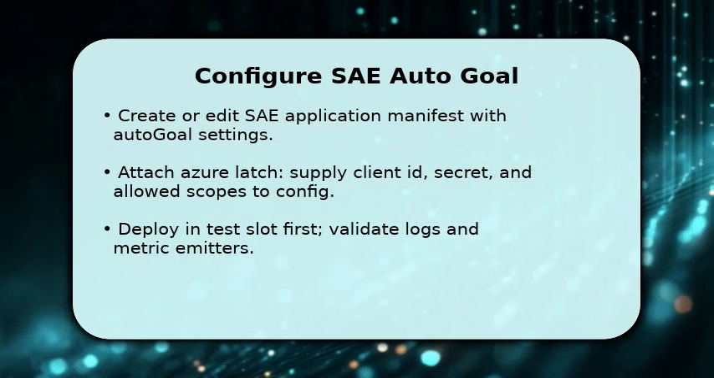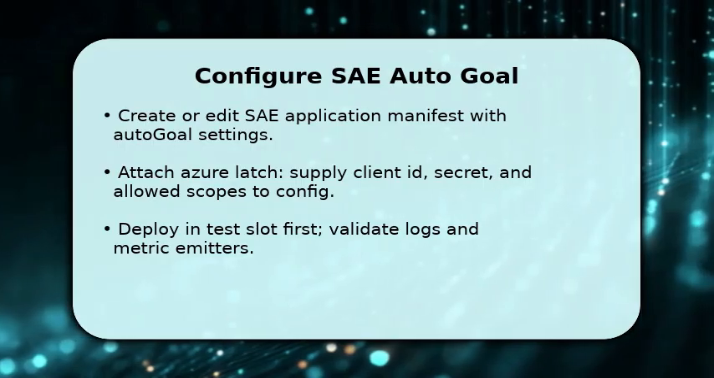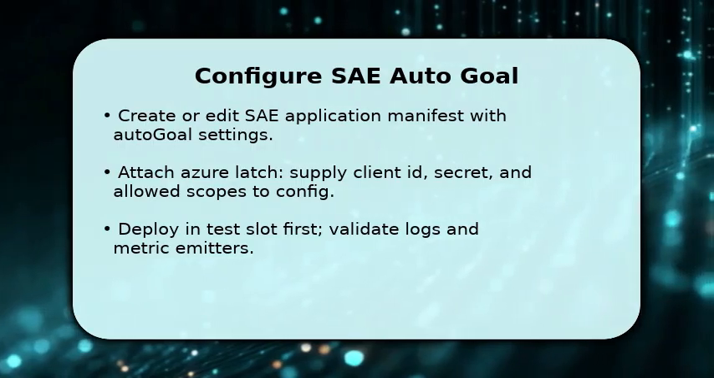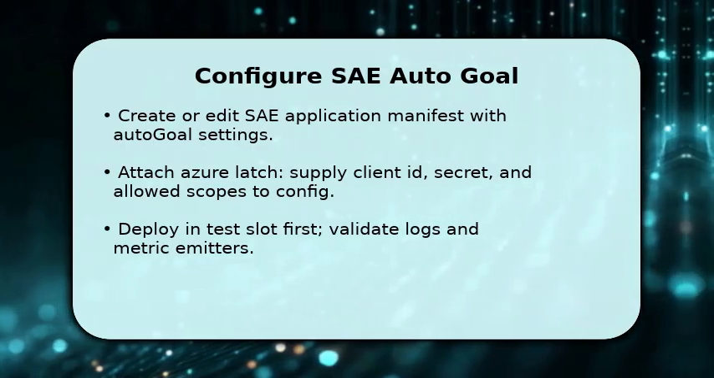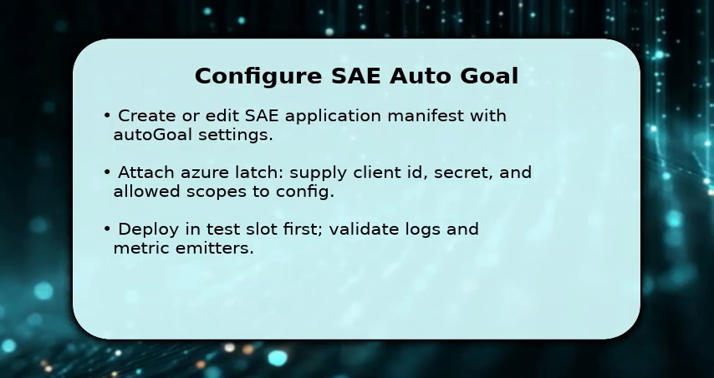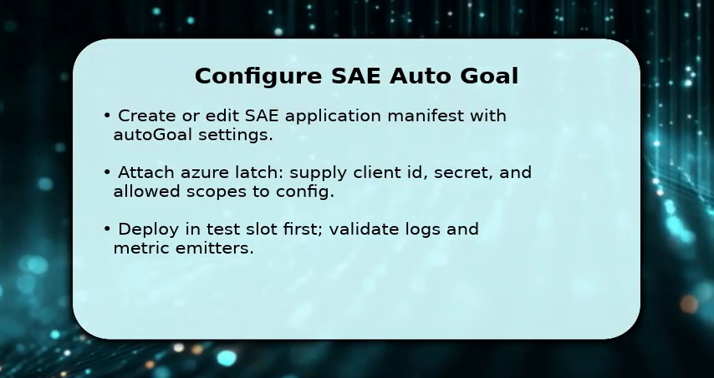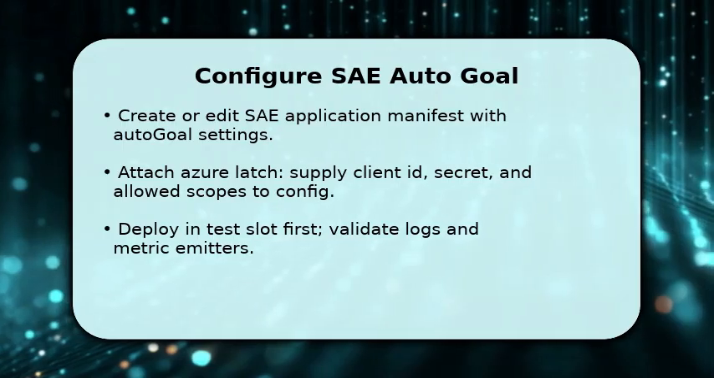You now configure the SAE Auto Goal and attach the Azure Latch. Begin by editing the SAE application manifest to include auto goal parameters and desired triggers. Then add the latch block. Supply client ID, client secret, and allowed scopes. Store secrets in Key Vault and reference them to avoid embedding secrets.